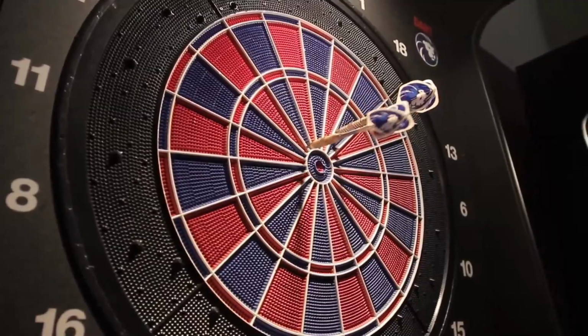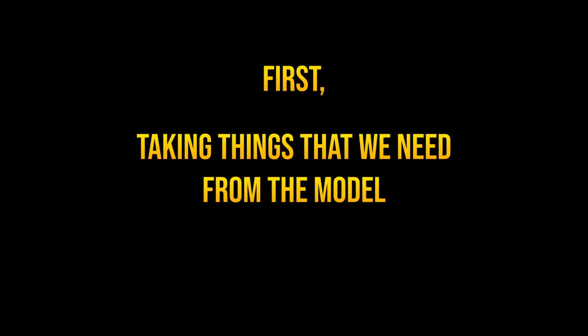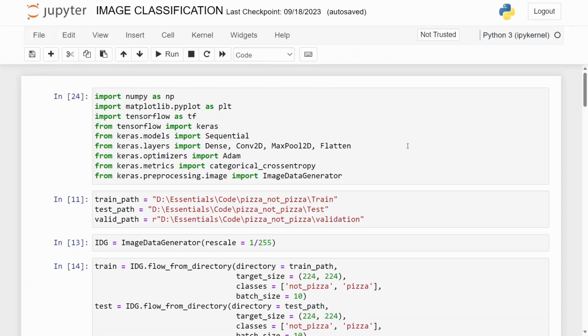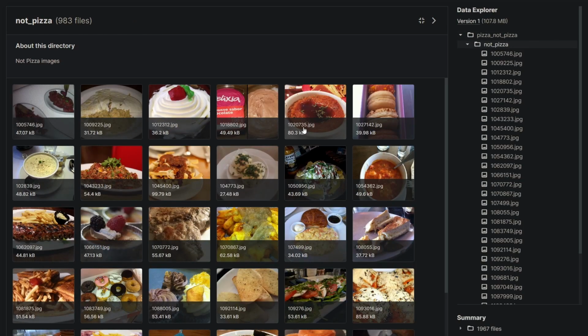This is one easy machine learning method that you will need to build very reliable and high accuracy models, and it's called transfer learning. It's basically using a pre-trained machine learning model. First, taking out the things that we need from the pre-trained model, and then also adding in some of our own elements to the model to obtain ultimate results. In this video, we show you one such example in classifying pizzas and not pizzas using this transfer learning method.